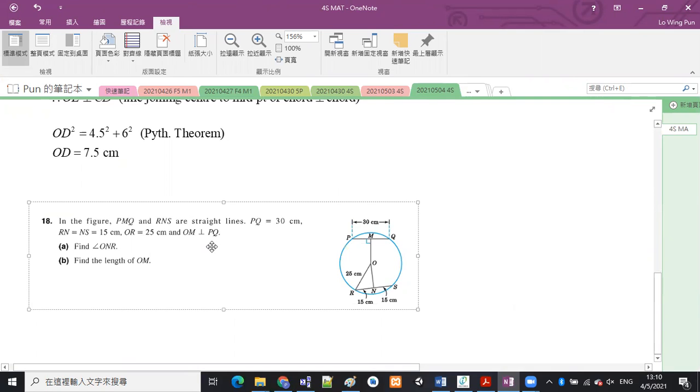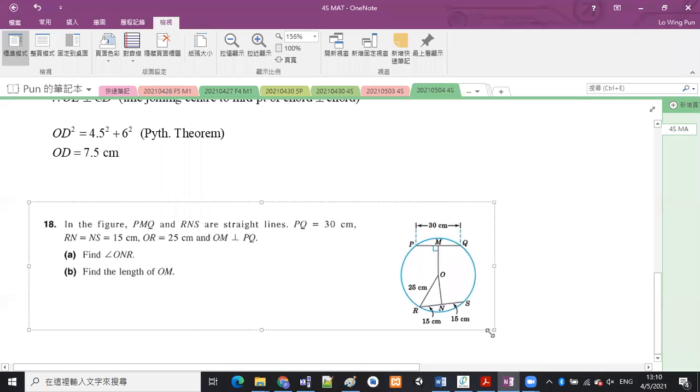Number 18. In the figure, PNQ and RNS are straight lines. PQ is 30, RNS are 15, OR is 25, OM is perpendicular to PQ. Everything is marked on the diagram. Then we need to find angle ONR.